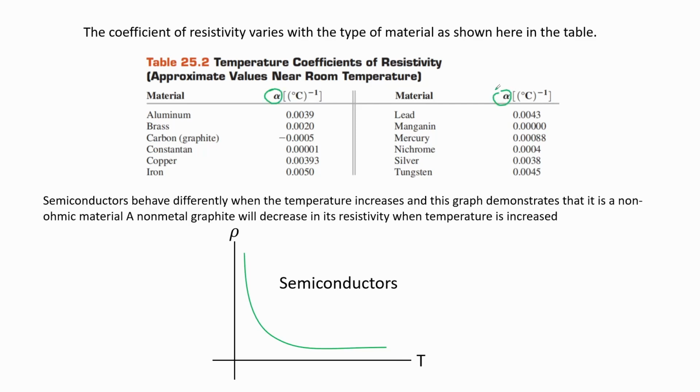Semiconductors behave differently when the temperature increases. A nonmetal such as graphite will decrease in its resistivity when temperature is increased. We see here in the graph a model for semiconductors.